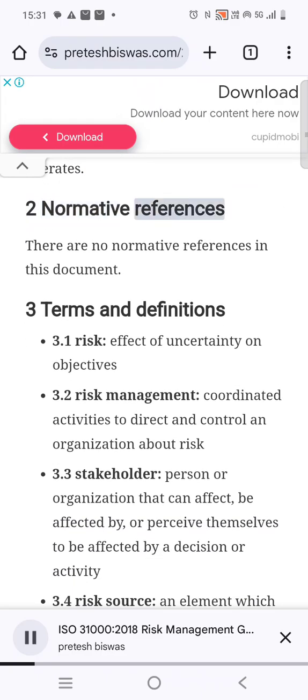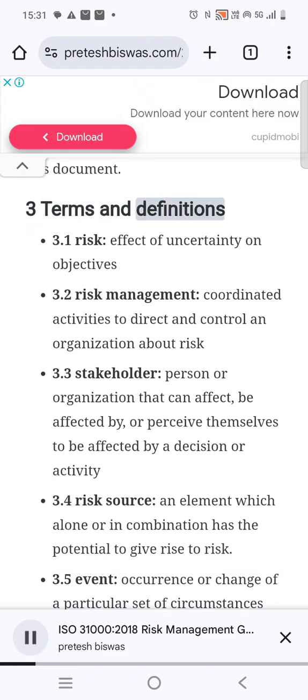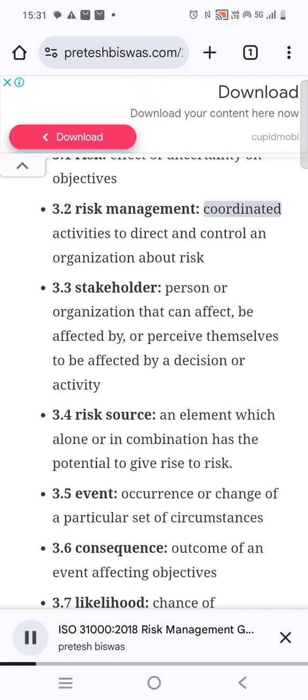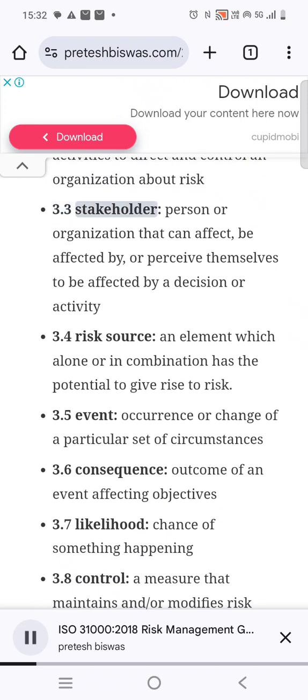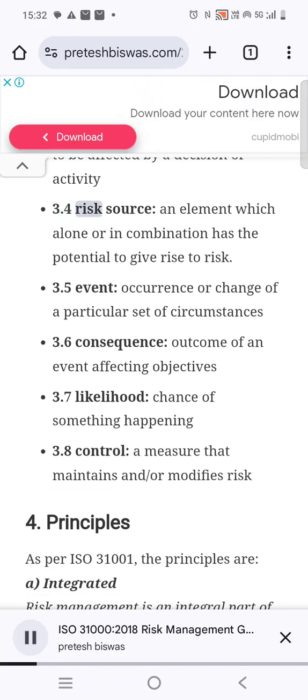2. Normative references. There are no normative references in this document. 3. Terms and definitions. 3.1 Risk. Effect of uncertainty on objectives. 3.2 Risk management. Coordinated activities to direct and control an organization about risk. 3.3 Stakeholder. Person or organization that can affect, be affected by, or perceive themselves to be affected by a decision or activity. 3.4 Risk source.